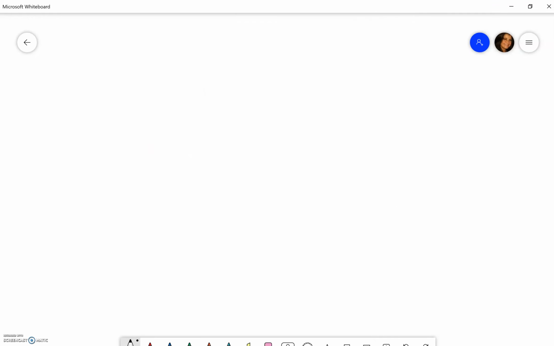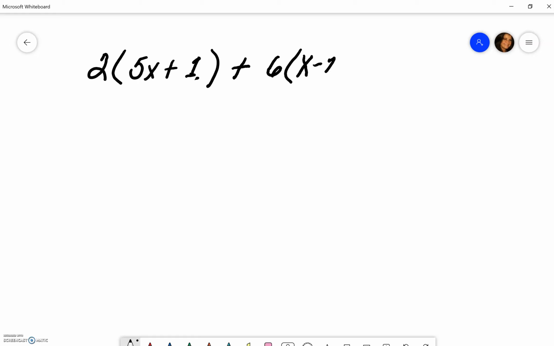Let's try something that's a little more difficult. If we have 2 times 5x plus 1. Sorry about that, that 1 doesn't look too good. So 1. And then we're going to add that 2, and then we have 6 times x minus 2.